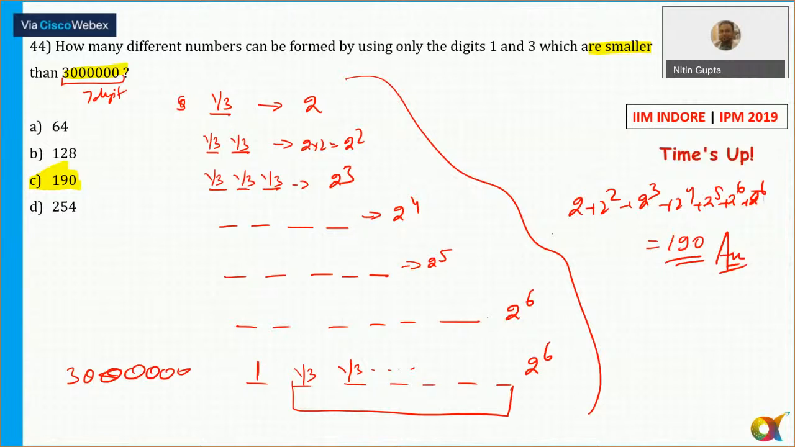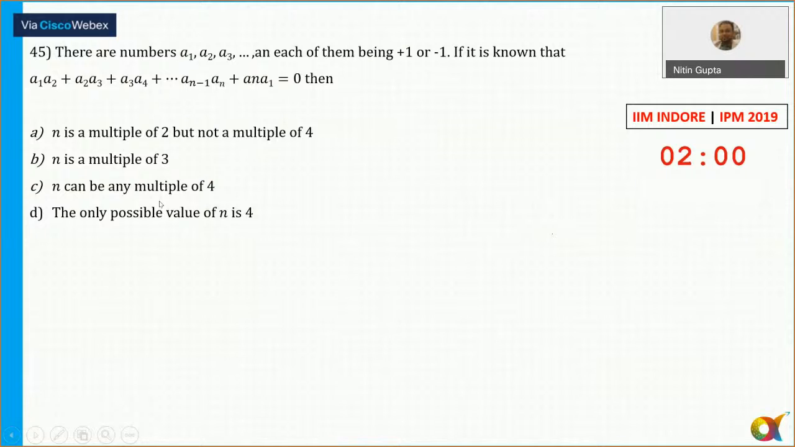So any doubts to anyone now? All of you, please respond. Okay, so let's move to the next question, question number 45. The last question. A similar question was asked in CAT 1999 also. Please try.